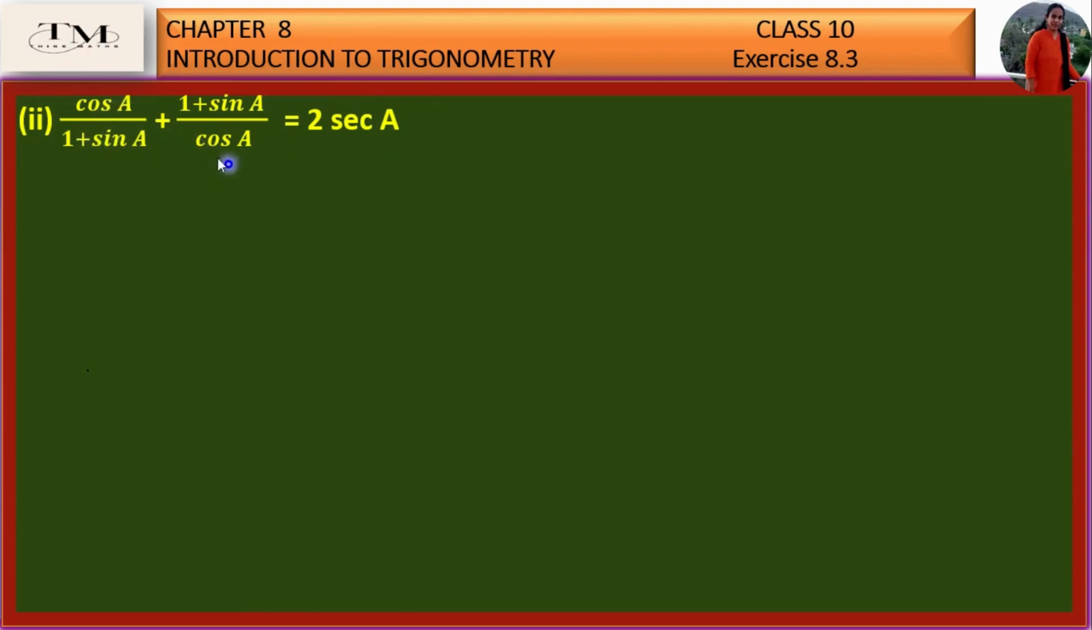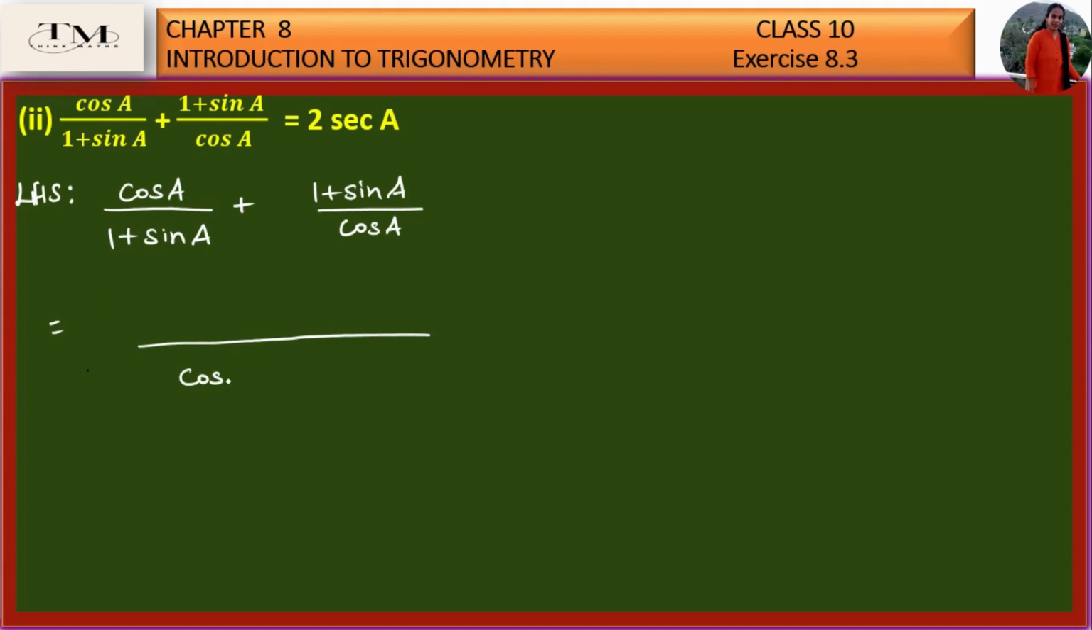So we have to take the left hand side. Here there are some calculations. If you do some multiplication and division, you will get this secant A. So let us check. We are going to take LHS. So what is LHS? Cos A divided by 1 plus sin A plus 1 plus sin A divided by cos A. So let us take the LCM. We have different denominators, so we will take both. So cos A into 1 plus sin A is the LCM. Then what we have to do?